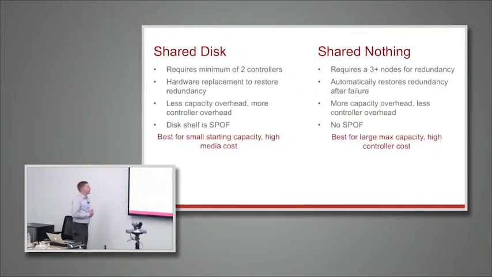So comparing these two models, with shared disk, you've got a minimum of 2 controllers. That can be a good or a bad thing. Actually, one of the good things about this is that it has a smaller starting footprint than a true clustered system, where you typically need 3, 4, 5 nodes to get started. Hardware replacement to restore redundancy, typically when there's a failure.